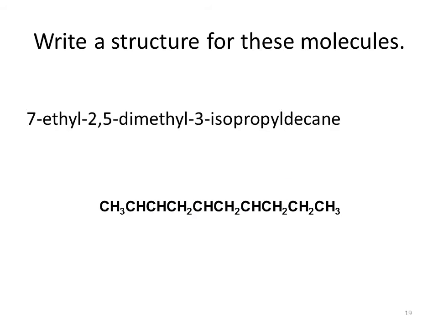If I look at this molecule, decane means 10 carbons. So I've put 10 carbons in a row here. Okay, now it says ethyl and dimethyl. So I'm going to put in my ethyl first. What did I do wrong here? Do you see what I did wrong?